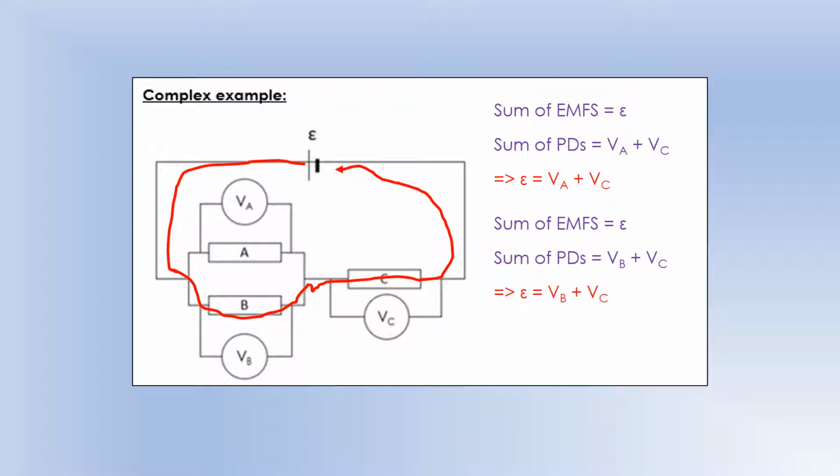So now in these two expressions, we know the EMFs are the same and the potential difference across VC is the same. So we actually end up with this same expression, the potential difference across A and B is the same, and for any two resistors in parallel, that will always be the case. And once we figure out what the potential difference is across either A or B, if we add that to C, that should give us the total EMF.